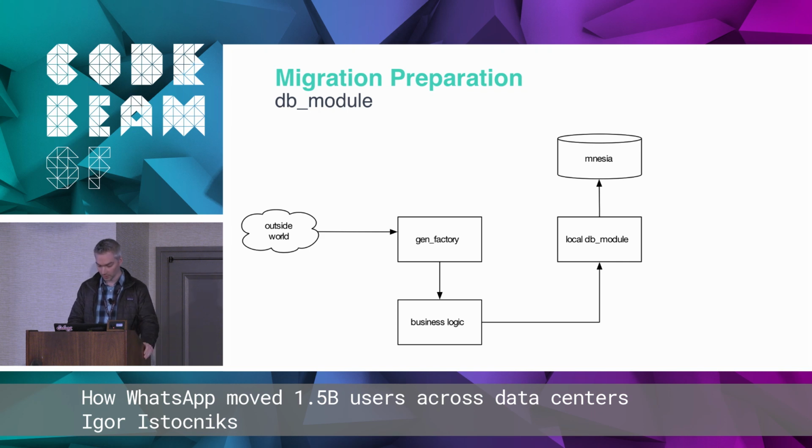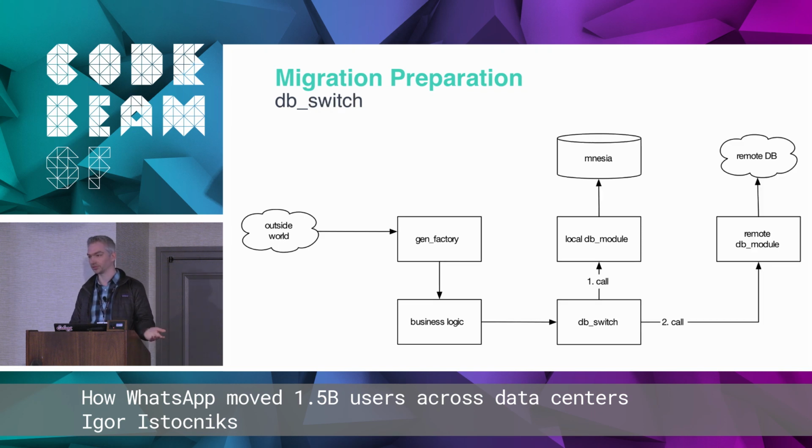Once this was done, we were able to add another component in the middle, which we call DB switch. What DB switch did, once it received a request from business logic, was call into the local DB module first, make sure that the request inside Amnesia executed correctly, and then after that, call into the remote DB module, which knew how to do exactly the same request for the remote DB, which was in Facebook.